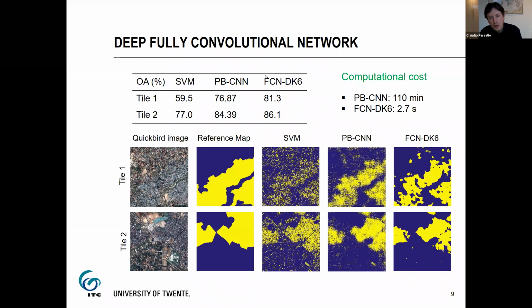So clearly what the FCN shows is a higher accuracy with respect to traditional techniques, but also a much more computationally efficient approach with respect to patch-based convolutional networks. So this results in much faster mapping at testing phase.